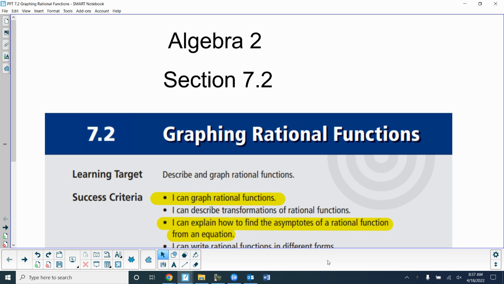Let's start rational functions. We're going to graph them today. So you'll need your graphing calculator, so get it out. Make sure it's ready.